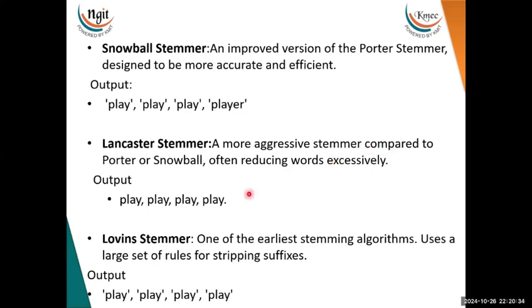Okay. And then is Lovins stemmer. So one of the earliest stemming algorithms, which uses a large set of rules for stripping suffixes. If I say connection, what the Lovins stemmer does is convert it into connect. If I say communities, it will say commun, COMMUN. That is how it behaves.